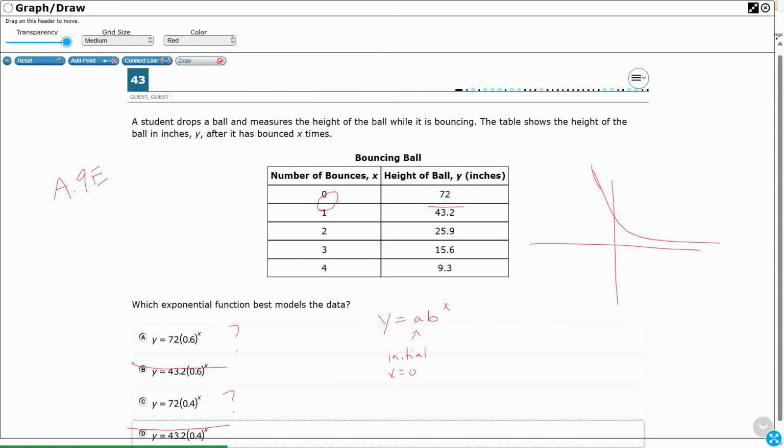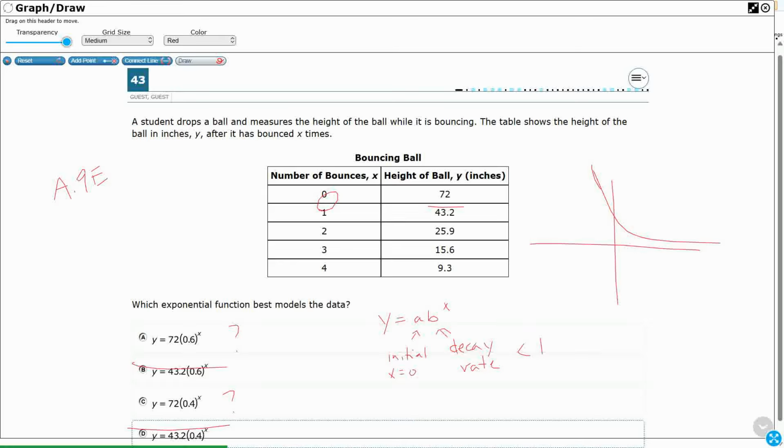Now, if you look at this, it's 0.6 or 0.4. So you can't just eyeball that. How do we get our rate? Well, this is our growth or decay rate. In this case, it looks like it's going to be a decay rate because it is decreasing, which means it's going to be less than 1, but both of those are less than 1. If one was greater than 1, we could eliminate it immediately. So how do we tell?